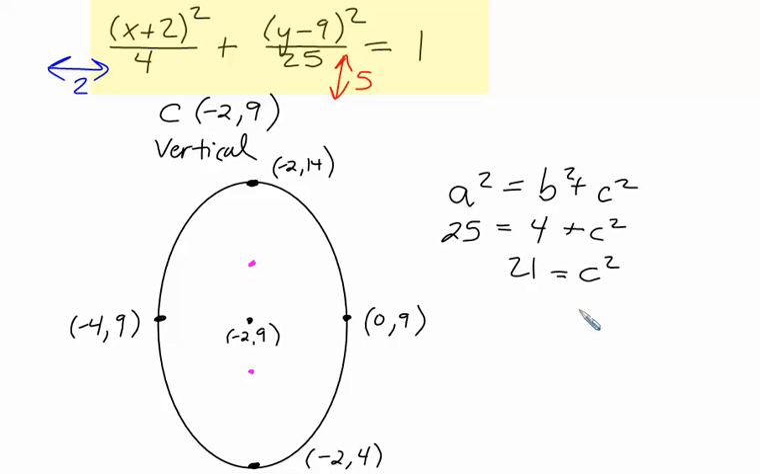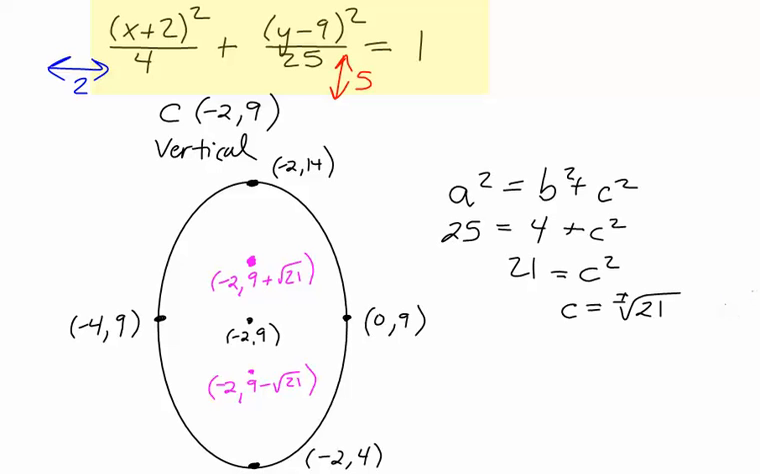So here we're going to get that c squared is 21, or c would be plus or minus square root of 21. So we have to go up square root of 21 to get to the one focal point. It will be at negative 2, 9 plus radical 21. And we have to go down radical 21 to get to the other focal point. It'll be at negative 2 comma 9 minus the square root of 21. This would be our ellipse. It has all of the key features labeled. Everything is simplified accordingly. We would be good to go.